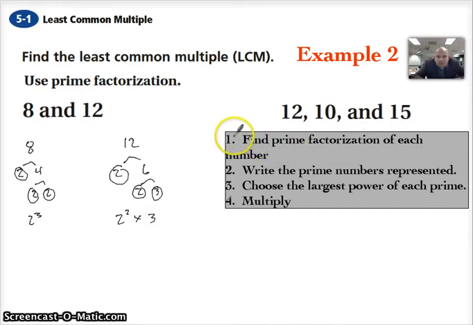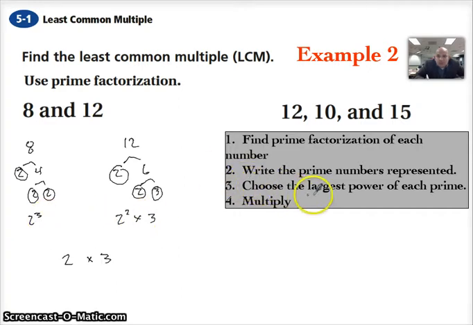Now we've done the first part. The first step is to find the prime factorization of each number. Then we're going to go ahead and write down the prime numbers represented. Well, there's a 2 represented here, and there's a 3 represented here. And essentially, that is all the prime numbers that are represented between the two.